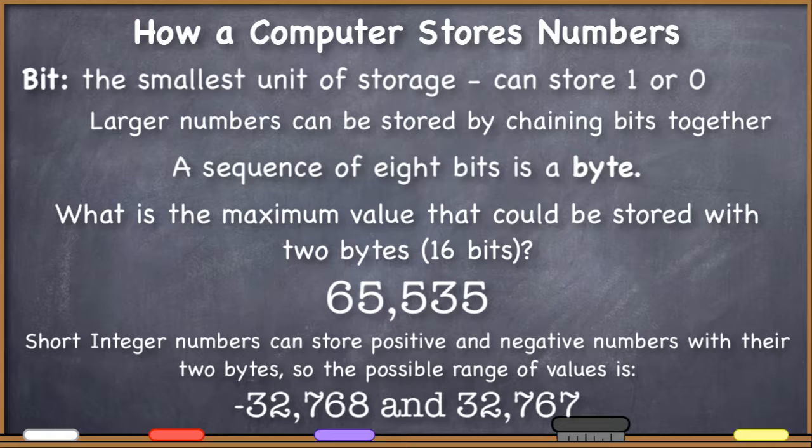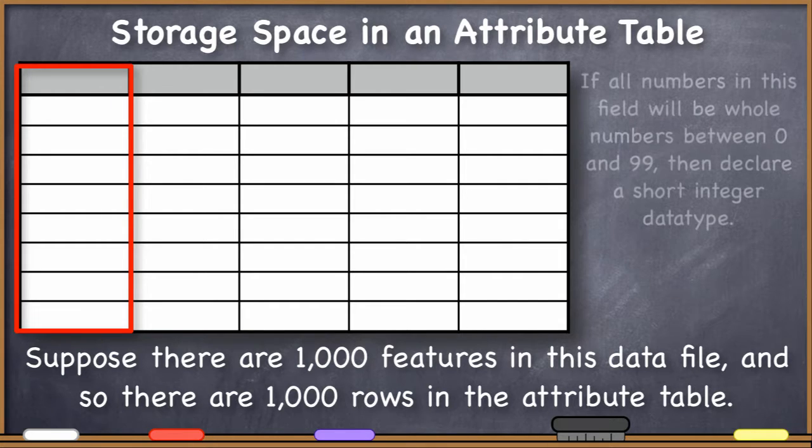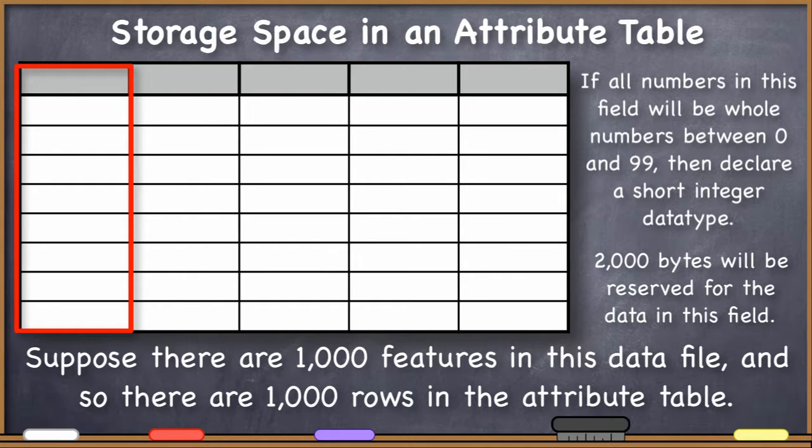So let me give you an example of the amount of space that these take up in your GIS files. Let's say you have 1,000 features in a file. That means that you're going to have 1,000 rows in each new field that you add to your data file. If you know that the only values that the cells in this field will ever need to take on are whole numbers between 0 and 99, then you should declare a short integer for this field. The computer will set aside 2 bytes of space for each cell in the field for 2,000 bytes, or 2 kilobytes, right, of space that's now being taken up.